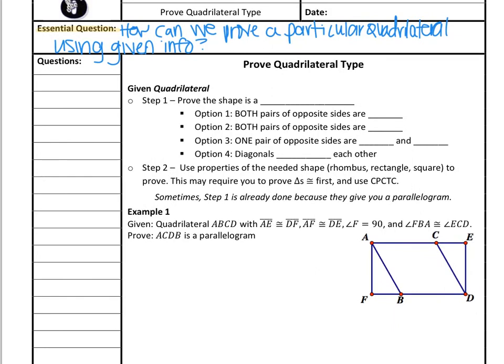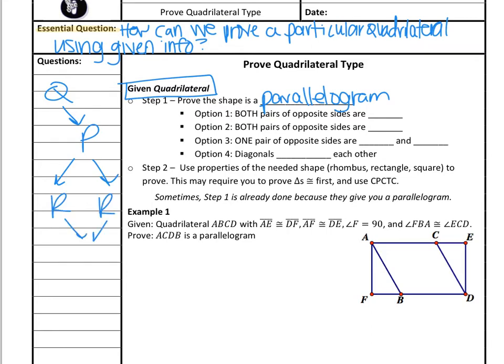So in this first section, we're looking at given a quadrilateral. Step 1 is to first prove that the shape is a parallelogram. That's most often the thing you have to do first, because if you remember, our quadrilateral turns into a parallelogram, and then that parallelogram can turn into a rectangle or a rhombus, which then can turn into a square. So that parallelogram can turn into any of the following shapes as soon as we know that it is in fact a parallelogram. And we can prove that it's a parallelogram by doing one of these four options.